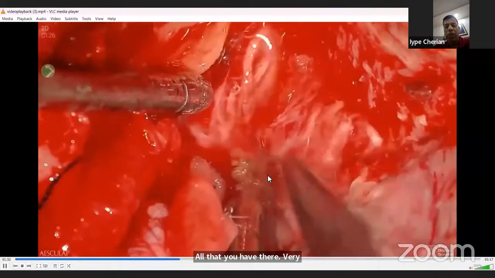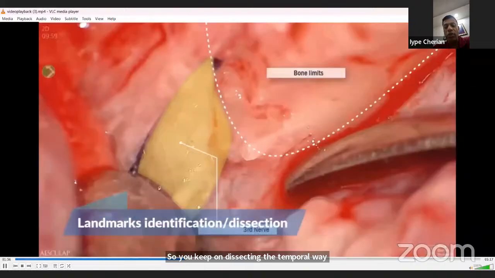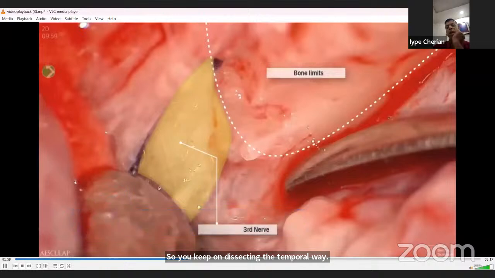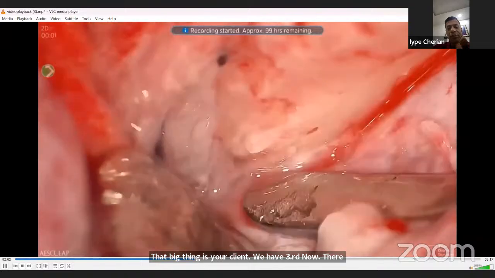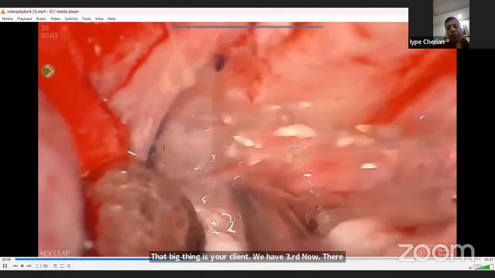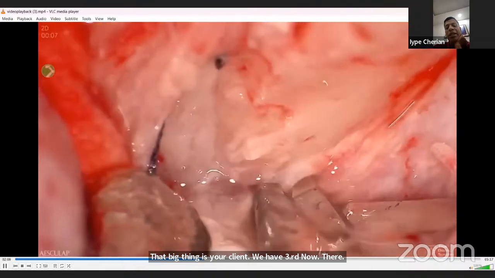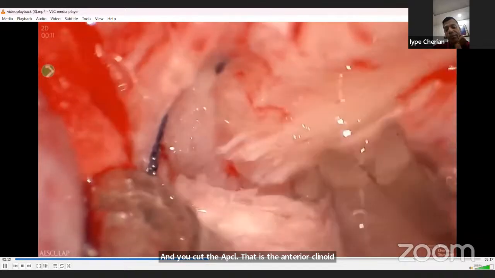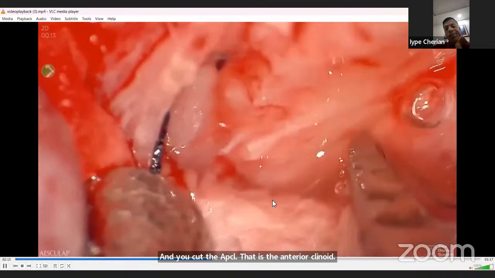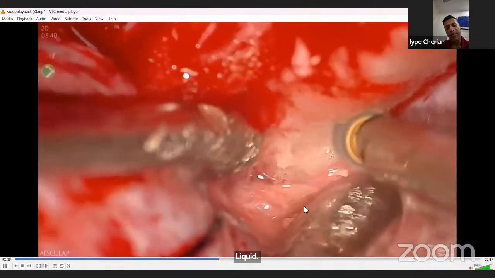So you keep on dissecting the temporal lobe away, and that's your clinoid process. That big thing is your clinoid process. You have the third nerve there. And you cut the APCL, that is the anterior petroclinoid ligament. And then you drill the clinoid process away.